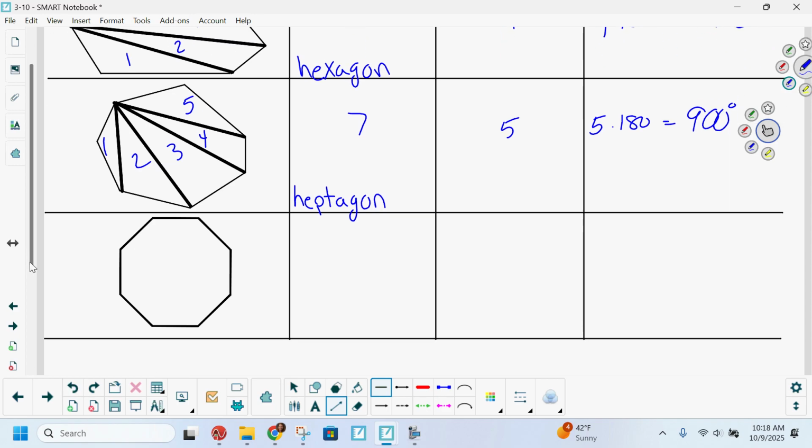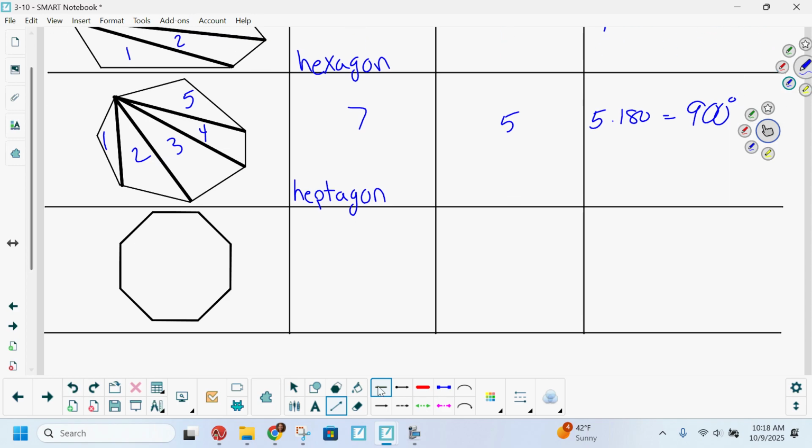All right, moving on. So now I have 8 sides. So I'm going to connect my diagonals, and this might be getting redundant because you might have seen the pattern already. 1, 2, 3, 4, 5, 6. So 8 sides is an octagon.